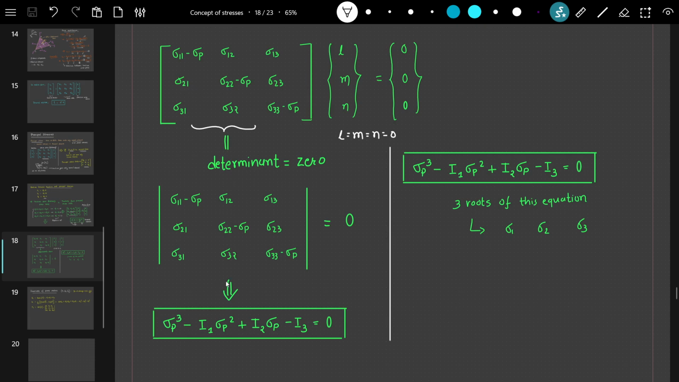Further expanding in equation form, we get this equation: sigma p cubed minus I1 sigma p squared plus I2 sigma p minus I3 equal to 0. So this is a cubic equation, and this equation has three roots. Sigma p is unknown, so if we find the roots of sigma p, we get three roots: sigma 1, sigma 2 and sigma 3. These are called principal stresses.